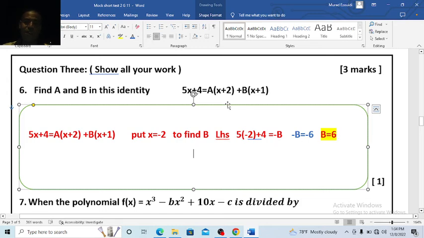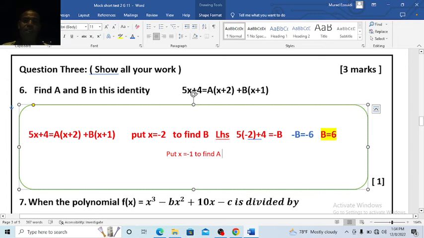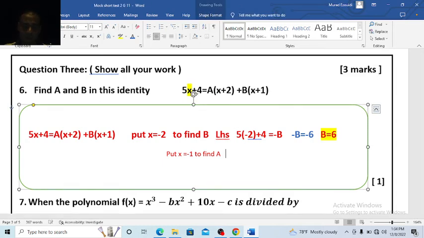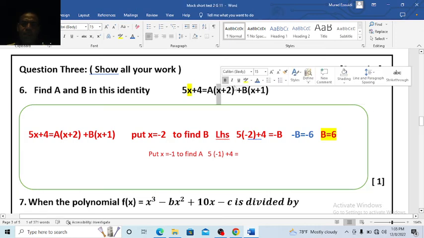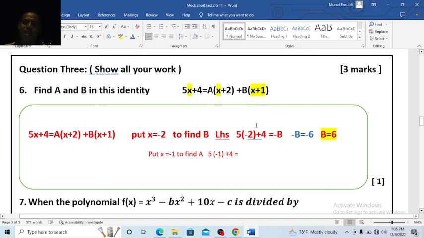Now to find a, you are going to put x equal minus 1, to find what? To find a. Okay, I'm going to replace this x by minus 1. 5 multiplied by minus 1, I will close the parentheses, plus 4 is equal to what? I will replace x here by minus 1. Okay, all of this goes, all of this is 0, no need to write it. Minus 1 plus 1 is 0, by b is 0, so 2 minus 1 is 1. 1 multiplied by a is a.